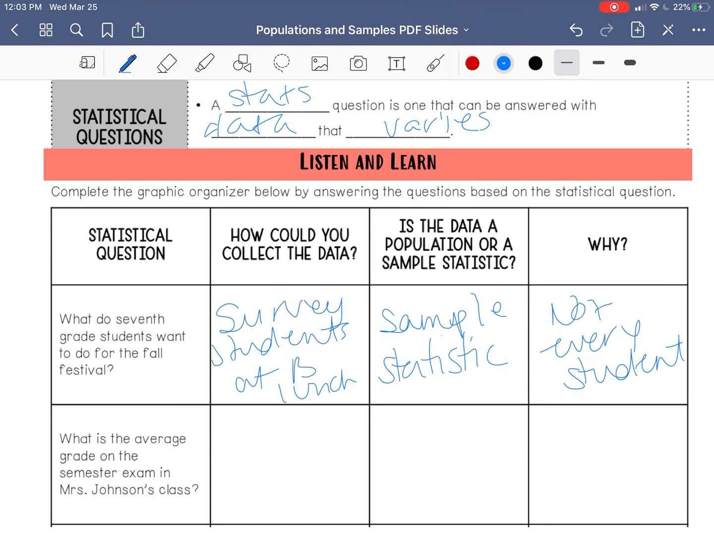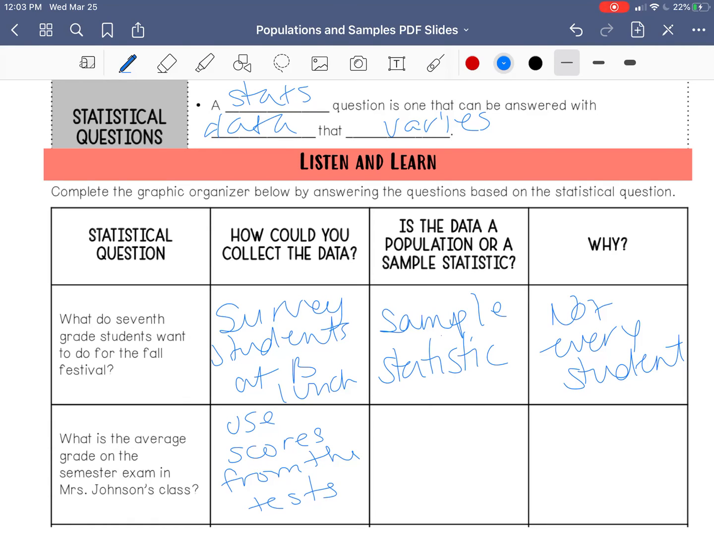All right, the second one, what's the average grade on a semester exam in Miss Johnson's class? How would I collect that data? Well, I would just use the scores from the tests. I could also ask every student for their score. Basically, I'm going to collect the data by taking the scores from everybody's tests to find the average.